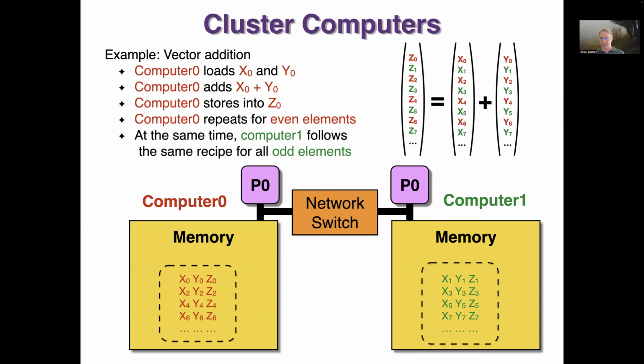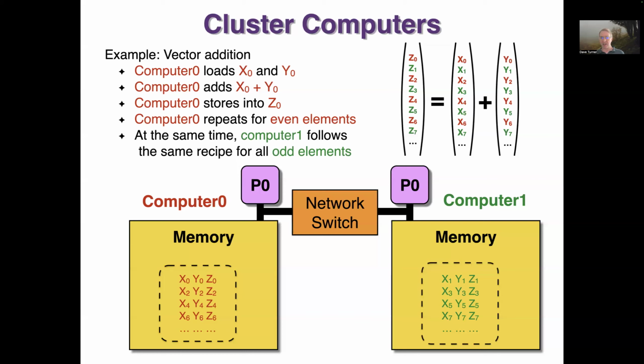To do the actual addition is trivial in this case because all the elements that you need are on the same node. So there doesn't need to be any communication between the two computers. That's almost never the real world case. There's almost always the necessity to communicate between the two compute nodes during the algorithm.